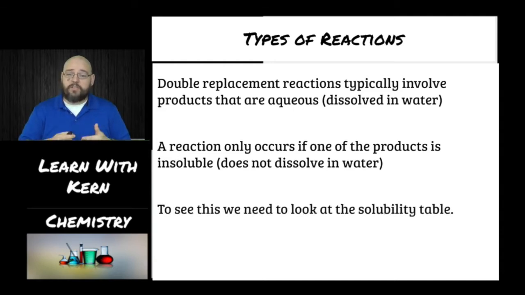To see this, we need to look at the solubility table, which is also on your reference sheet. And we'll talk about how to read that solubility when we get into the predicting of products. So to know whether or not a reaction actually occurs, you have to look at the solubility. If we have double replacement, you're going to have 4 compounds, 2 reactants, 2 products. If all 4 of those compounds are soluble in water, then the reaction doesn't happen. If one of those compounds is insoluble, then you have a difference in your ions, and so it would react.